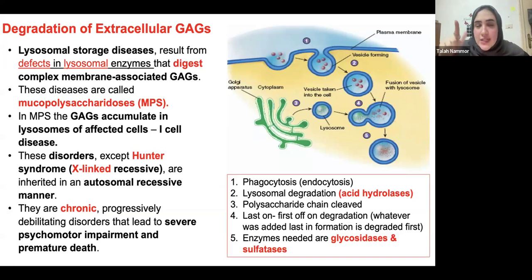Now, all of these disorders, all of the lysosomal storage diseases, like Hurler and I-cell disease, are autosomal recessive. Except for Hunter, it's X-linked recessive. And do you guys know what X-linked means? You can keep in your mind that all of them are recessive except for Hunter, it's X-linked. So all of them recessive, Hunter is X-linked.